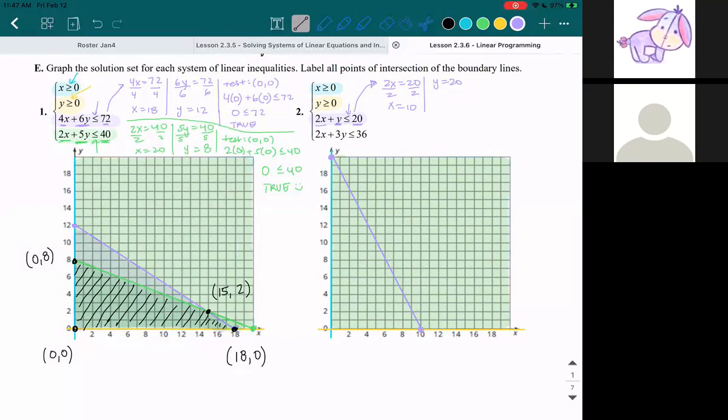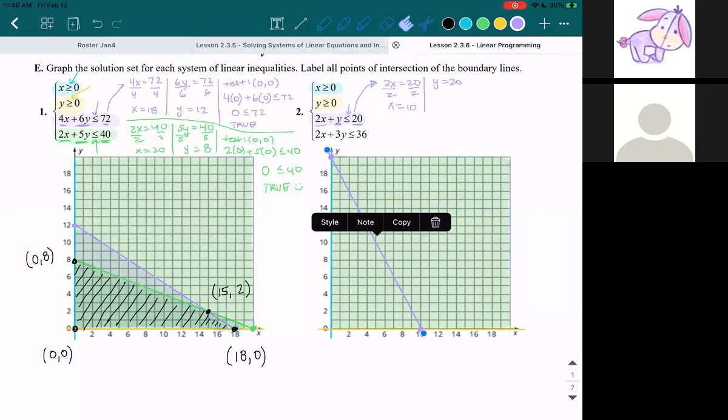That should be good. I mean, it's a little bit off. Let me just try making it better. Yeah, okay, this part is off. There we go. That's the best I can do.